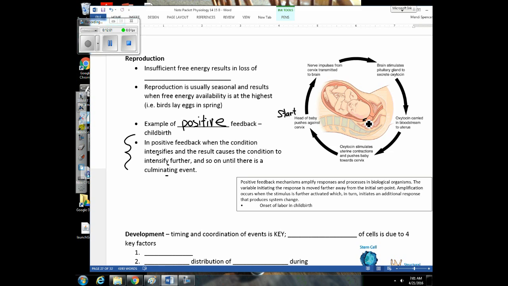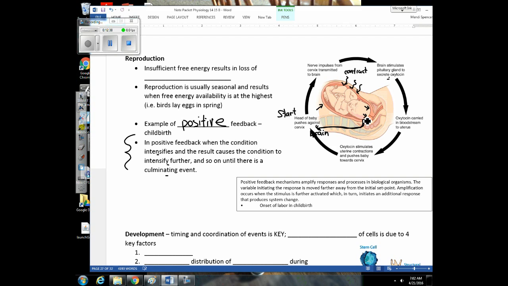This sends a signal to the brain. So I'm just going to show a signal going to the brain. And the brain, receiving that stimuli, is going to secrete another hormone, which is called oxytocin. Oxytocin then causes these muscles to contract. If you think about that, if these muscles are contracting, then that's going to cause the head of the baby to put more pressure on the cervix. That's a stimulus that sends a message to the brain, and the brain is going to cause the release of even more oxytocin. So contractions intensify.